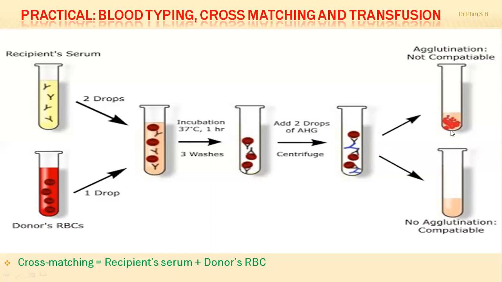When you centrifuge and then you observe, if these antibodies were still there, and you can appreciate agglutination, it means that the blood is not compatible. But if these antibodies were not specific for these antigens, after washing, they'll be washed out. Even if you add 2 drops of AHG, it's not going to find any antibodies to attach to. So you find that there will be no agglutination after centrifuging. It means that the blood is compatible. So this is cross-matching in the lab.